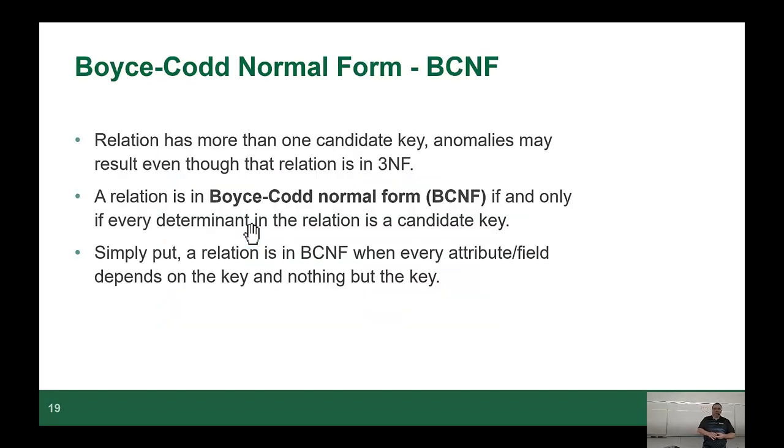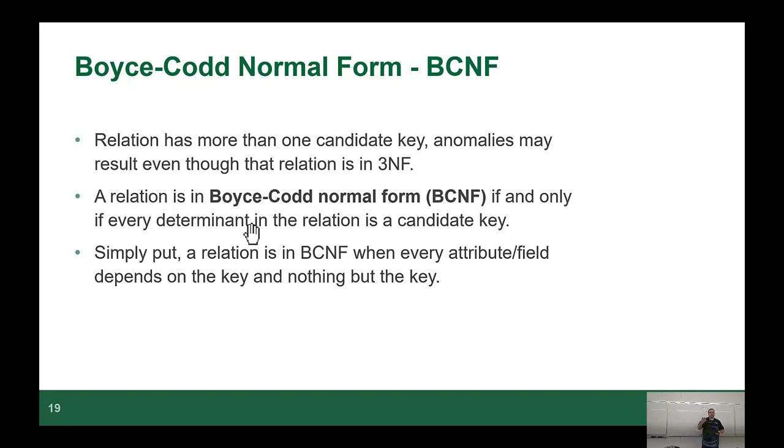Okay, Boyce-Codd. I'm actually only doing the description of it. It's not going to show up on the midterm. So I only do one slide on Boyce-Codd. I could actually do like 7 or 8 slides on Boyce-Codd. Okay, so if a relation has more than one candidate key, there could still be some anomaly that results even though that relation is in third normal form.